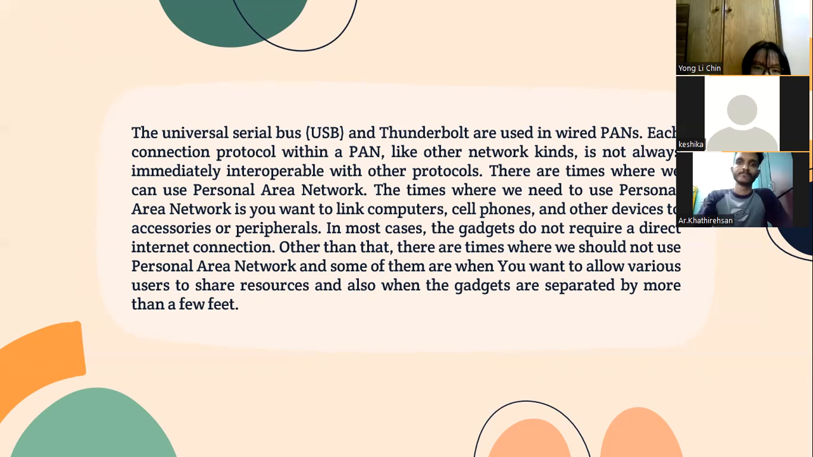Other than that, there are times when we should not use a PAN, and some of them are when you want to allow various users to share their resources, and also when the gadgets are separated by more than a few feet.